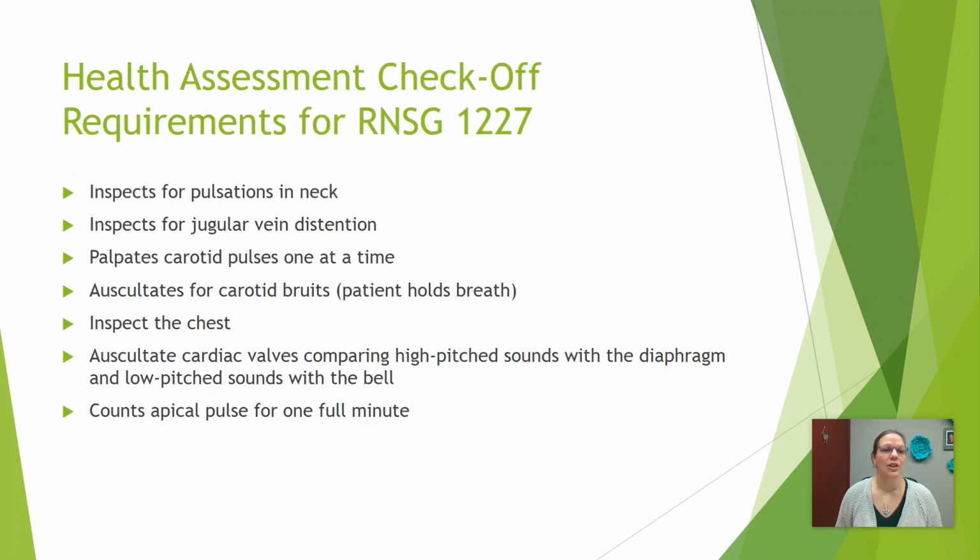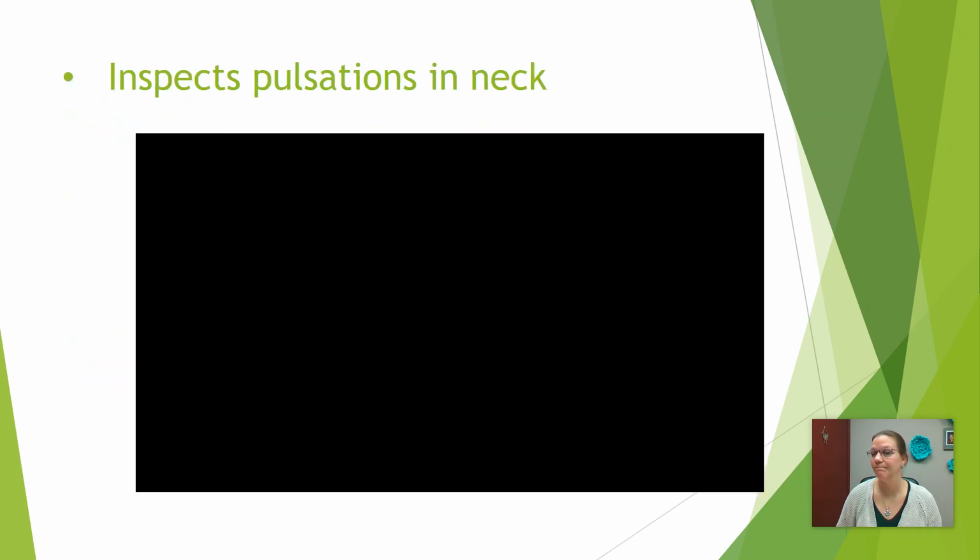So your health assessment checkoff requirements for this course include inspecting for pulsations in the neck, inspecting for jugular venous distension, palpating the carotid pulses one at a time, auscultating for carotid bruits, inspecting the chest, auscultating for cardiac valves, comparing your high-pitched sounds with the diaphragm and low-pitched sounds with the bell, and counting the apical pulse for 1 full minute. So we are going to go through cardiac assessment based off of the health assessment checkoff requirements.